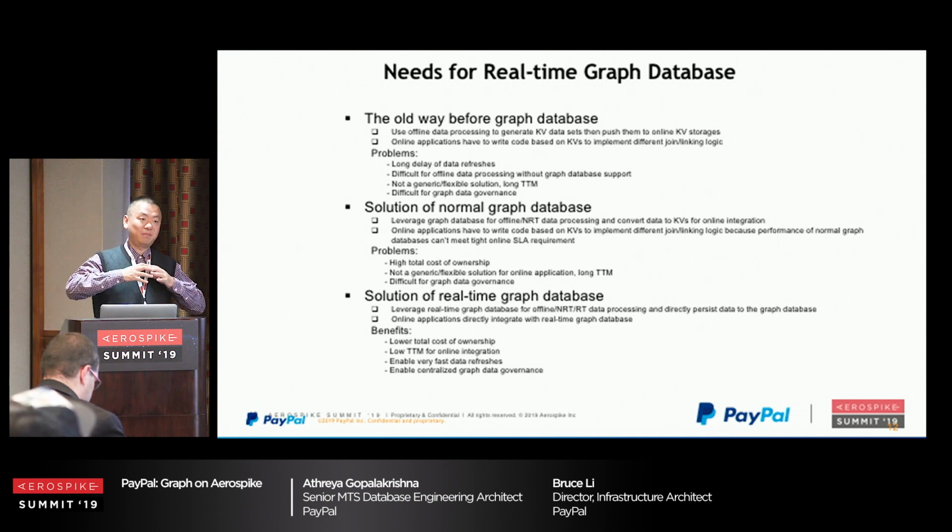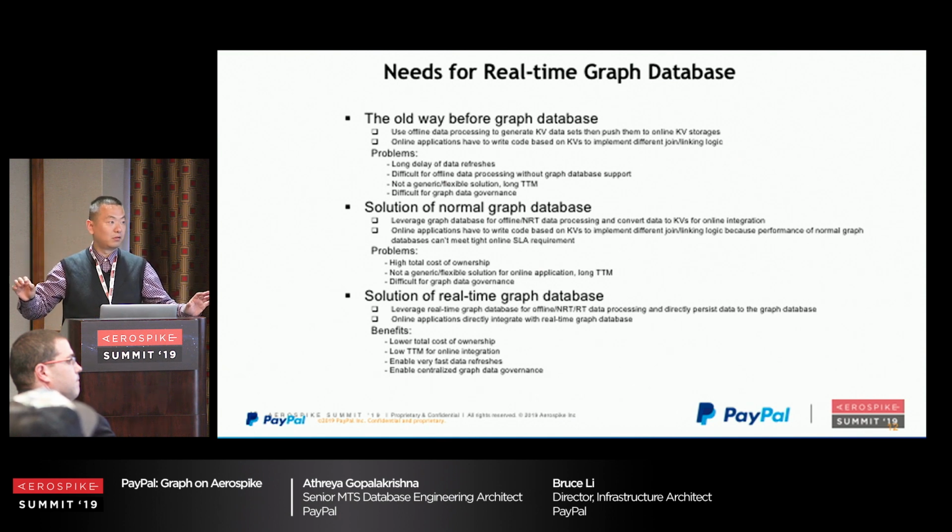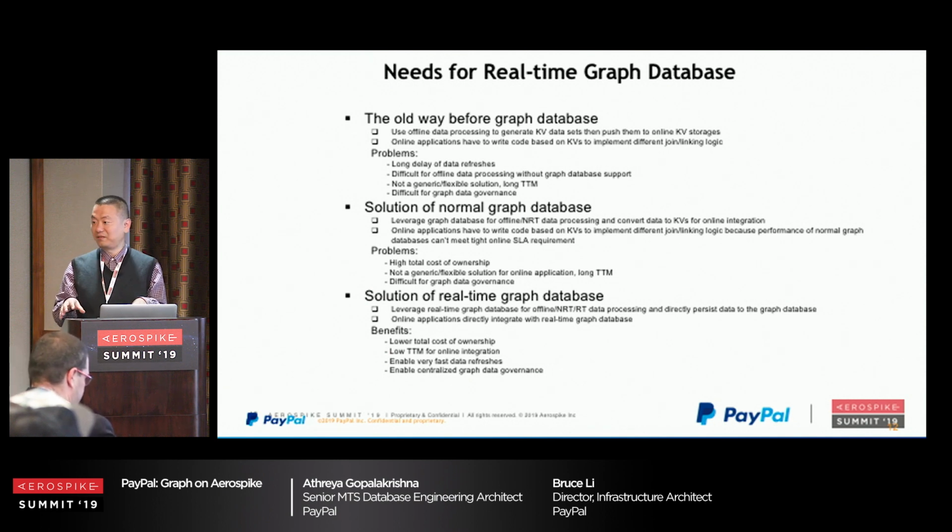So we can share the same graph database for both async data processing as well as the online application. Data refresh latency, P99, is within 3 seconds, right? Because of that, our total cost of ownership can be reduced, because we don't maintain the offline graph database as well as the faster KV storage. And we can also enable centralized governance because they share the same graph database. It's very important.